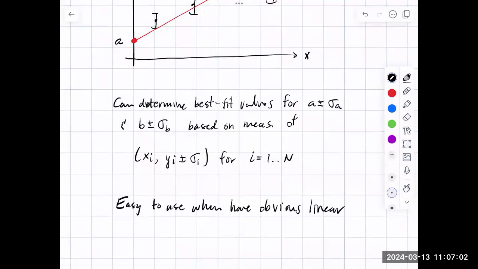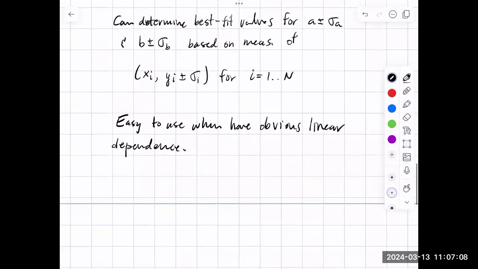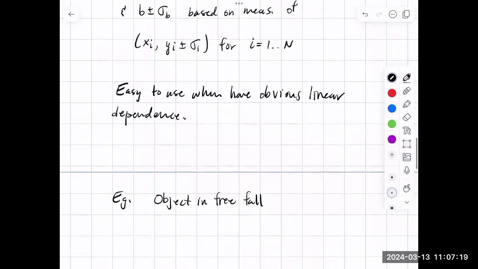So this is easy to use when we have an obvious linear dependence. And it's easy to come up with examples of that. So let's imagine that we have an object in free fall. So we have some mass m, and the force on that is m times the gravitational acceleration. And we could write down its speed: v is equal to v naught plus, well, I guess we should do minus g times t if we're taking positive to be upwards.